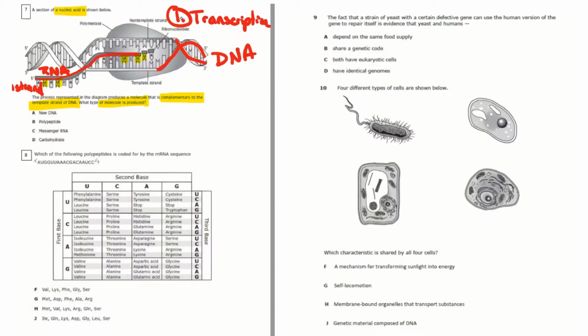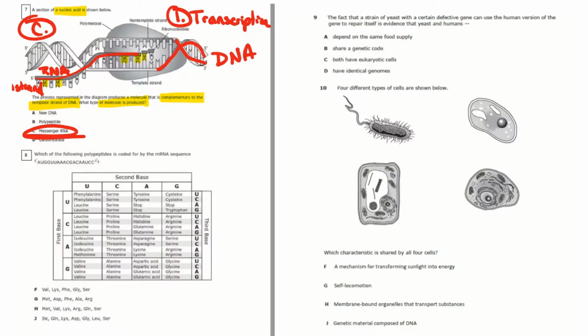Okay, when you're going from DNA to mRNA, my answer here would be messenger RNA. That is what you are making, letter C. Number 8. Which of the following polypeptides is coded for by the mRNA sequence below?